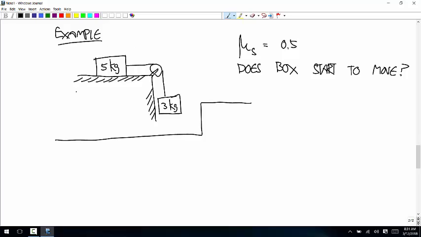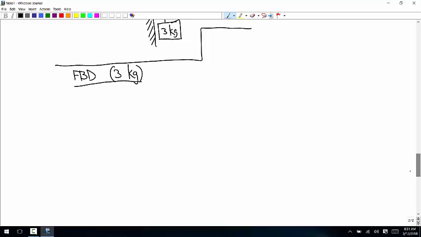So we're going to assume that it's at rest, the same as we did in the last one. We'll do a free body diagram of the 3 kilogram mass. There's a weight acting down of 29.43.